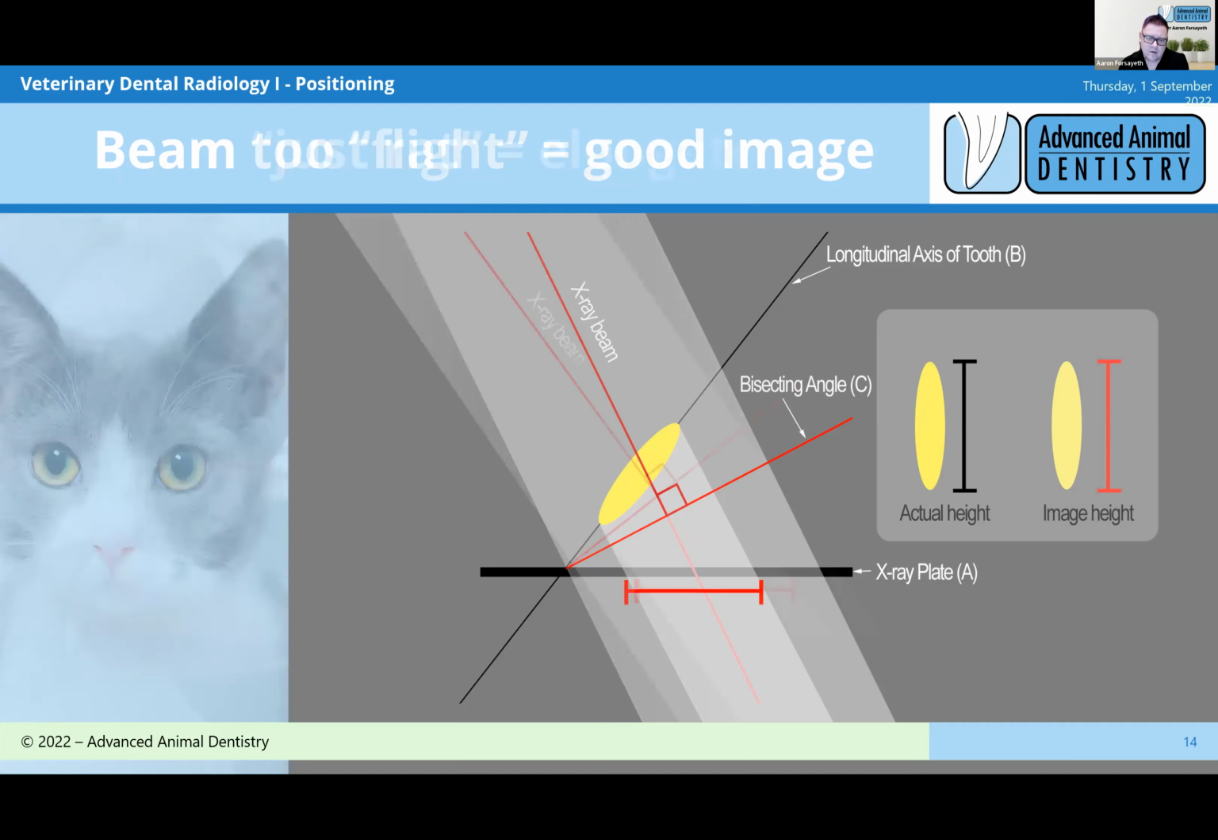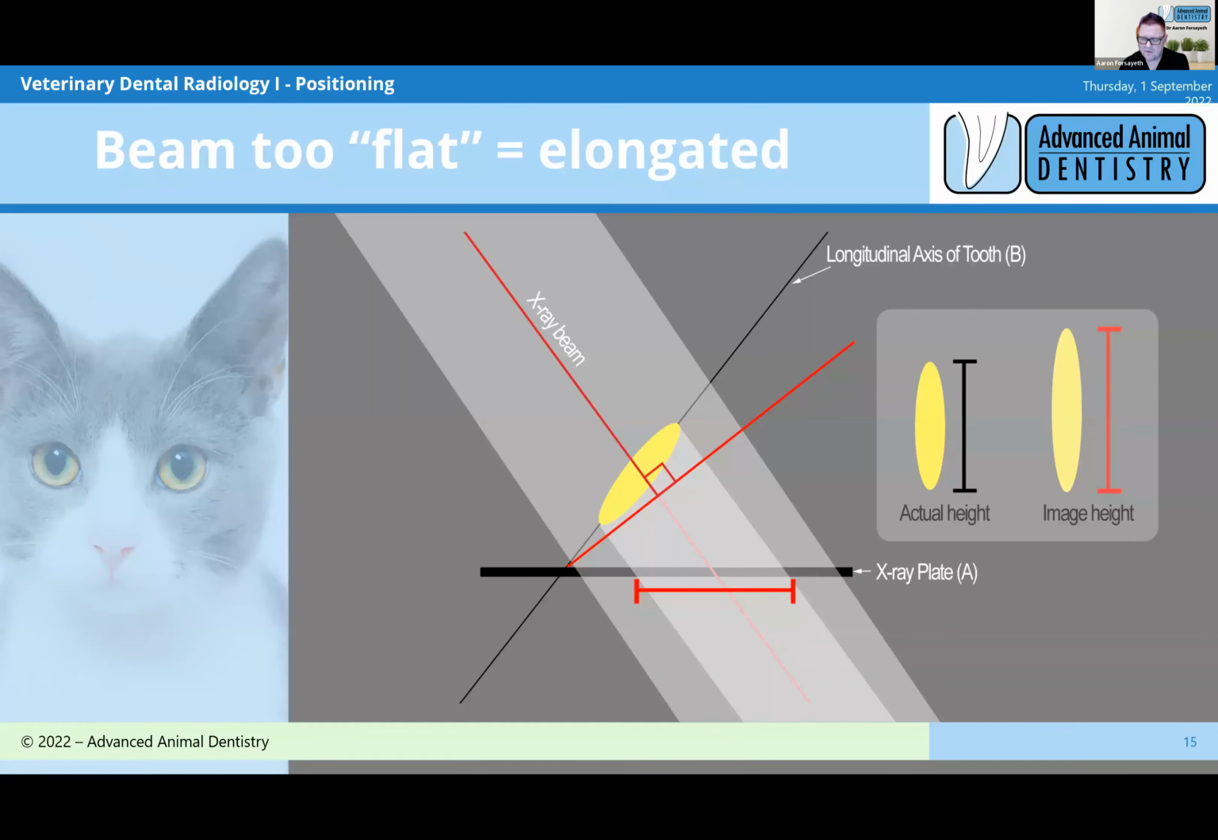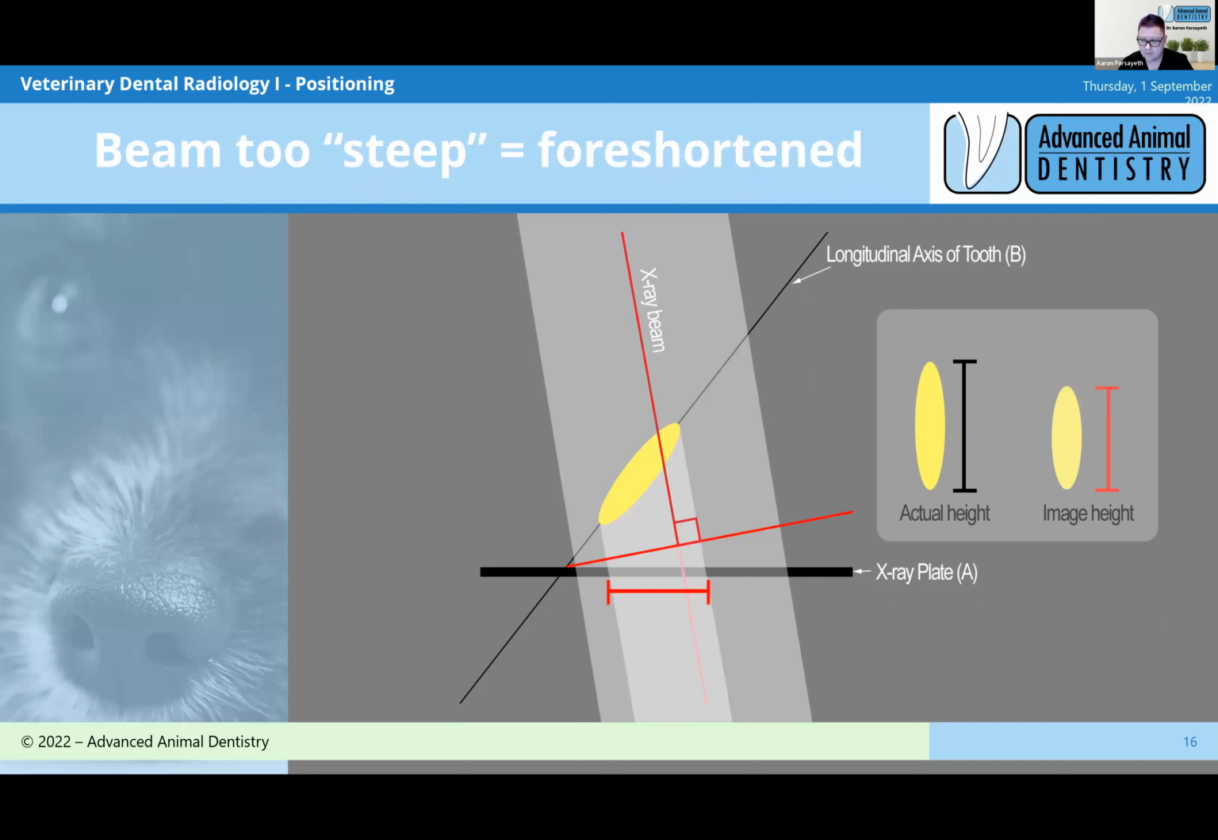In the next slide, if we're shooting really perpendicular to the tooth, we're going to get elongation of the object. Think of that as the sun being late in the afternoon. You get long shadows in the evening or the afternoon when the sun's low. That means the beam you're creating with your X-ray generator is going to create a long shadow of that tooth on your plate. Versus when it's high noon and the beam's far too high and aimed nearly straight at the X-ray plate itself, we'll get a foreshortened image.